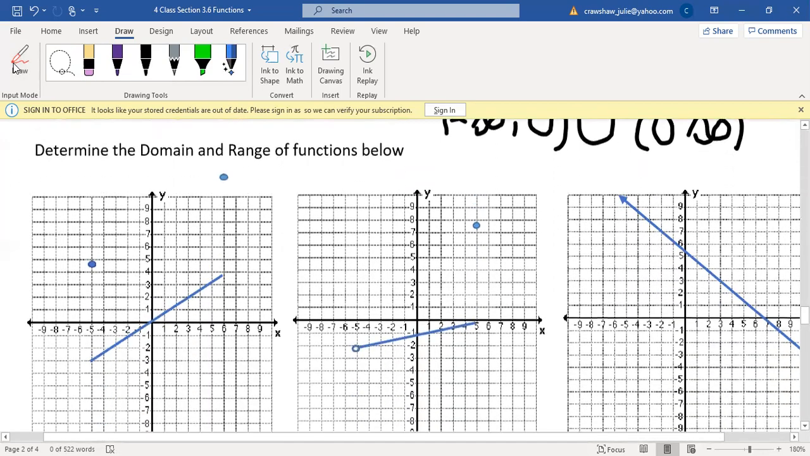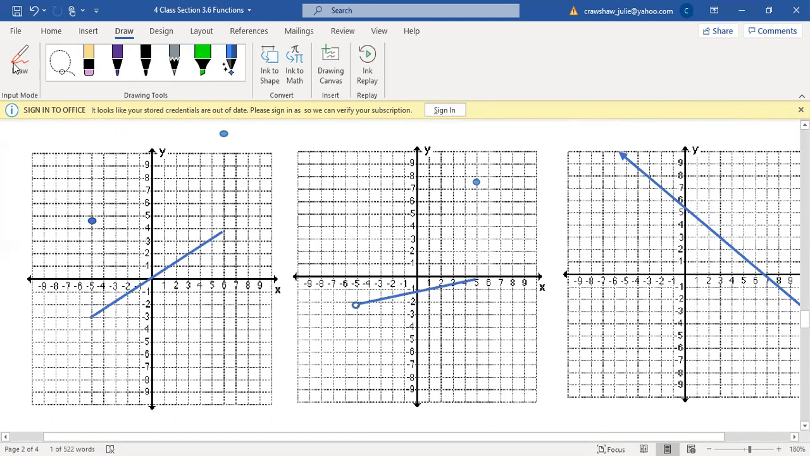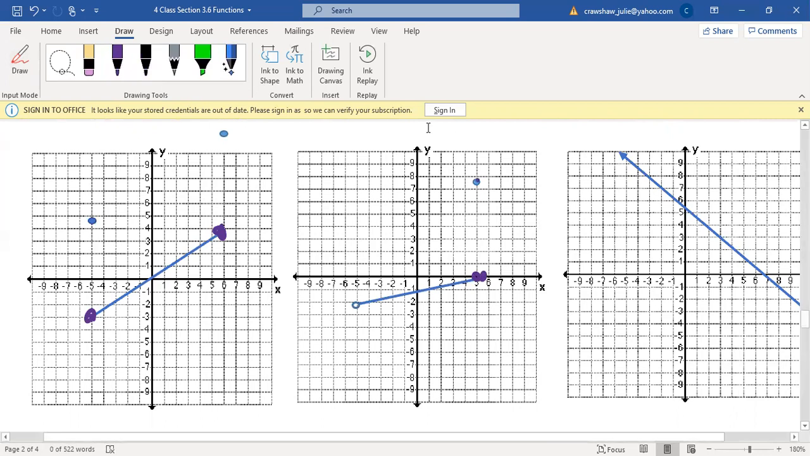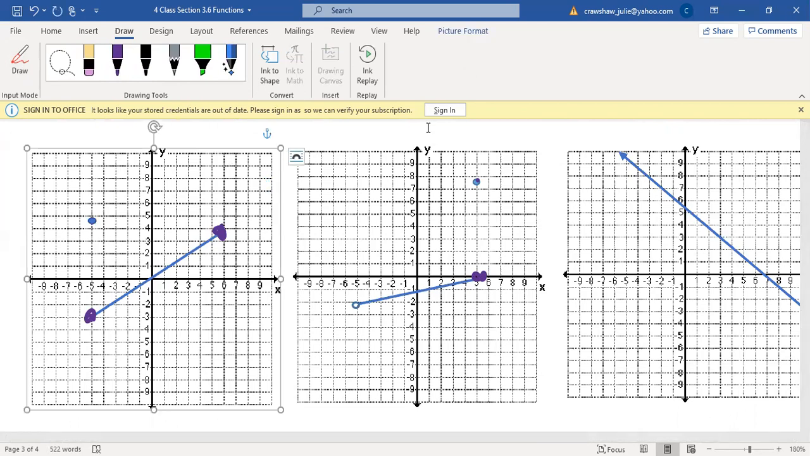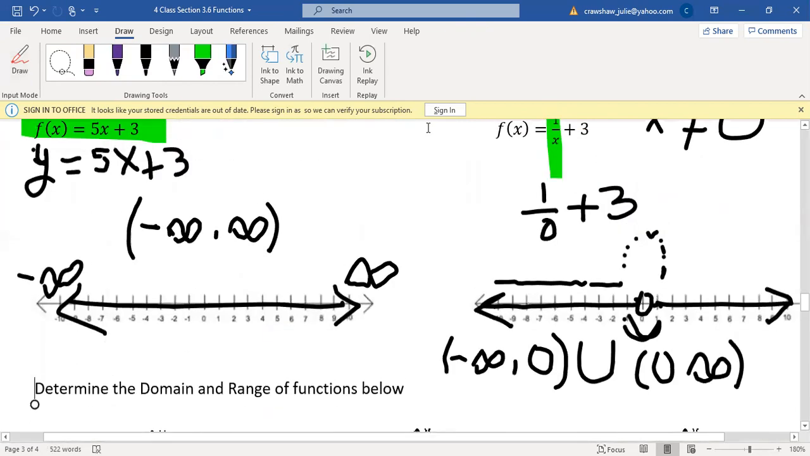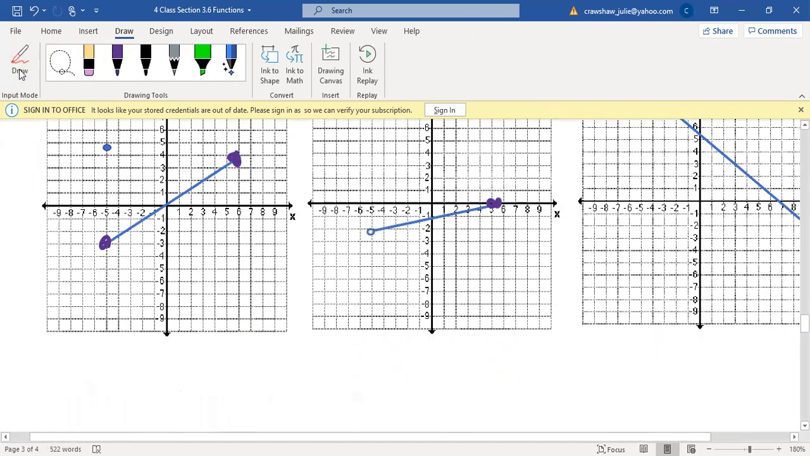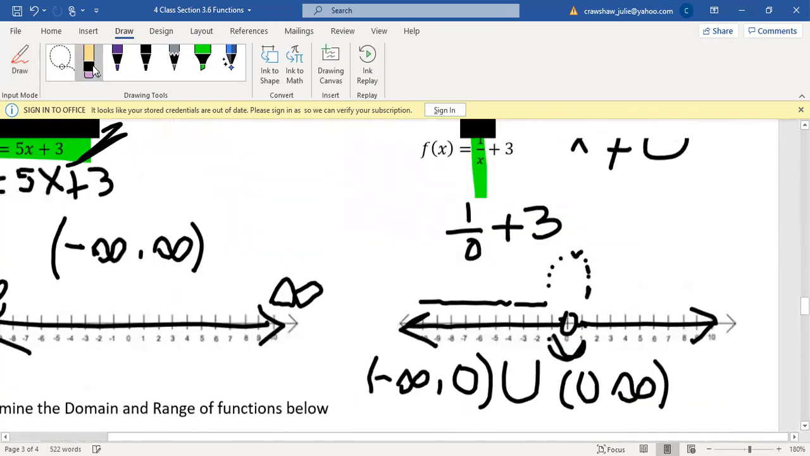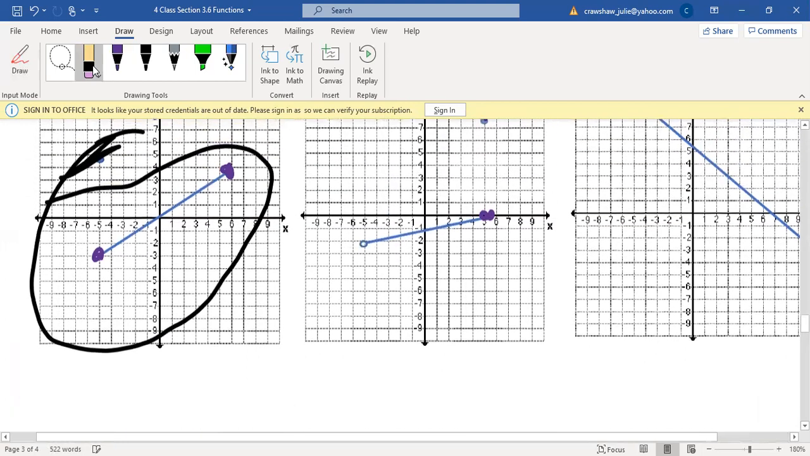So let's look at some graphs. Okay, my little dots kind of jumped around here, but those are supposed to be on the ends of this line. And this little dot's supposed to be right there. So we're just going to get rid of those. Anyway, I'm looking at this picture. Looking at this graph, I'm just looking at this line right here. Let's not look at that dot there. And I want to know what my domain is.